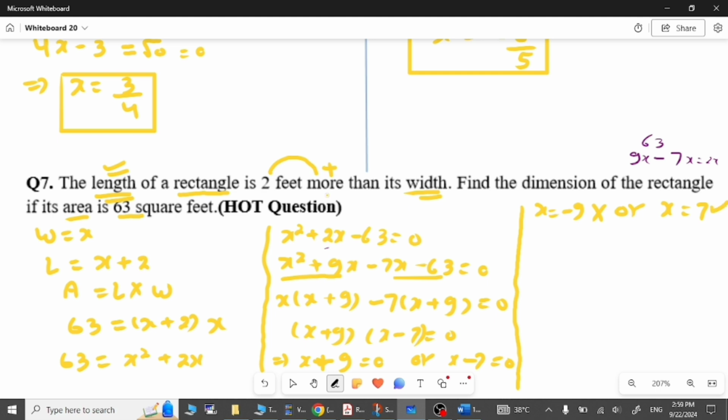It means x, I told you that this is w. Okay, so it means w = 7. So length will be equal to 7 + 2, altogether 9. Okay, so I have got w = 7 and length = 9. Thank you.